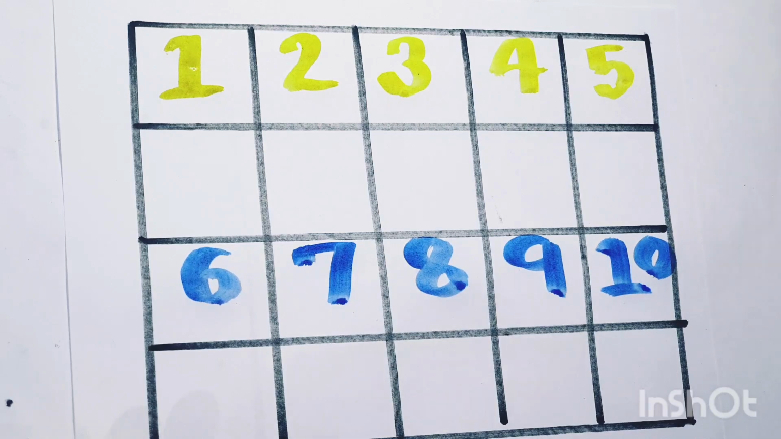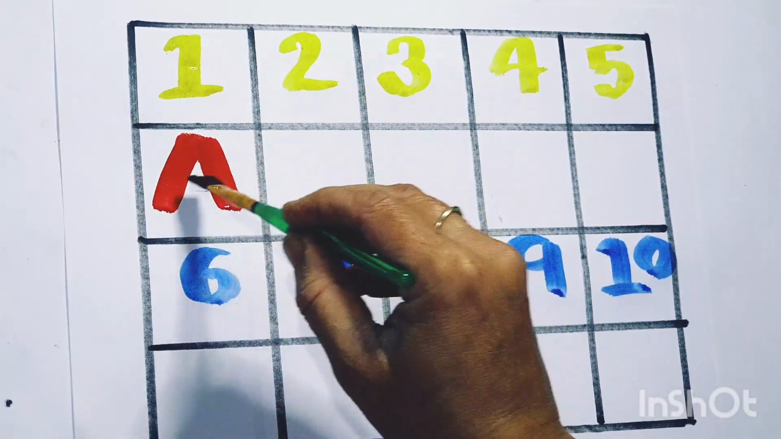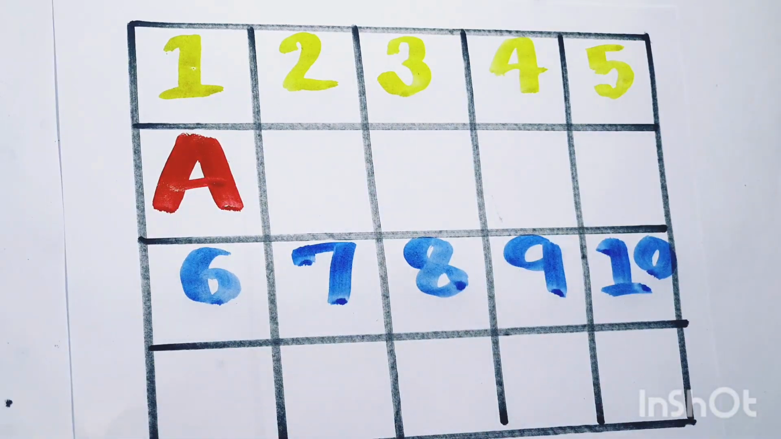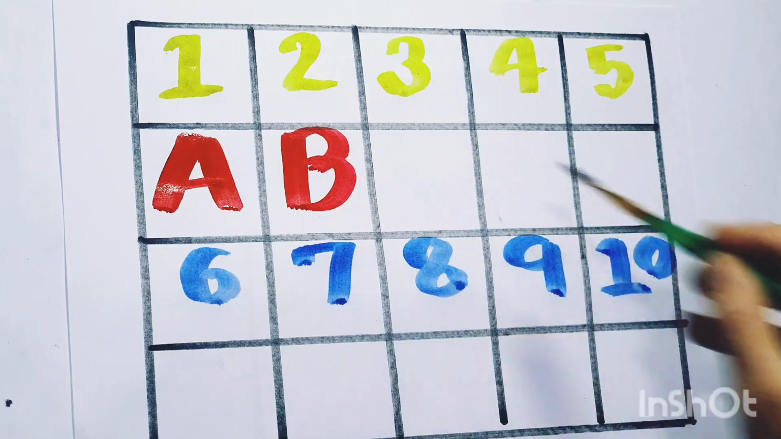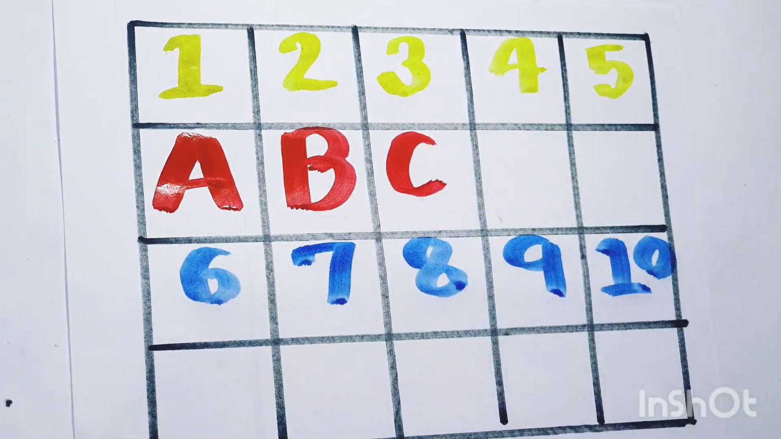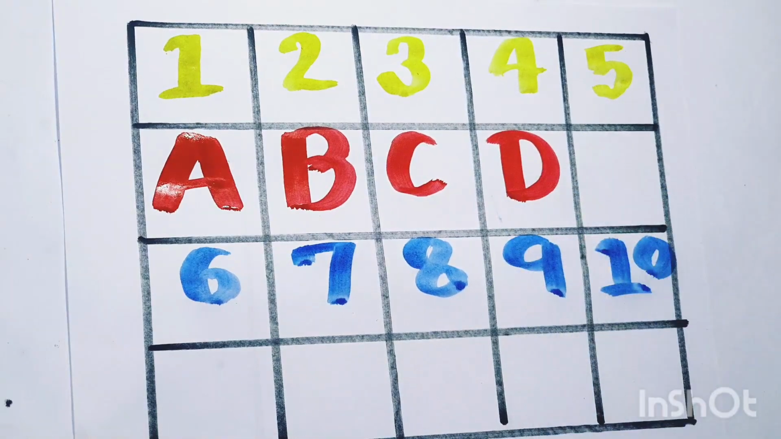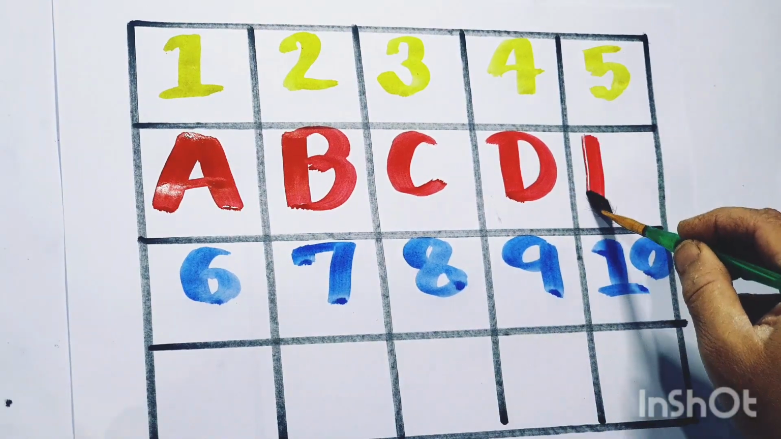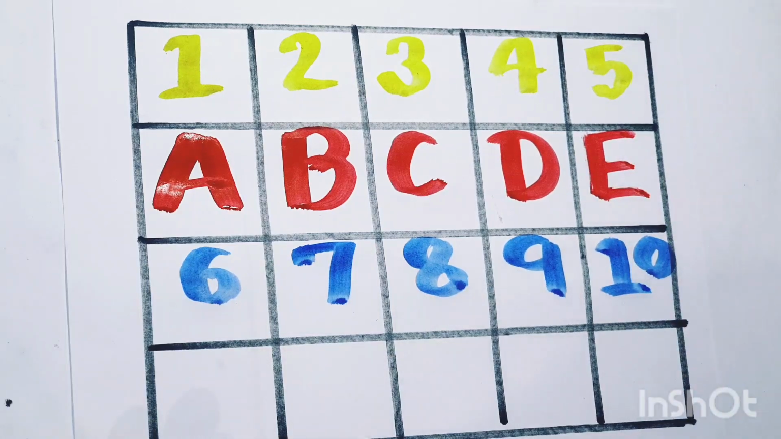Red color. A for apple. B for bat. C for cat. D for dog. E for egg. Green color.